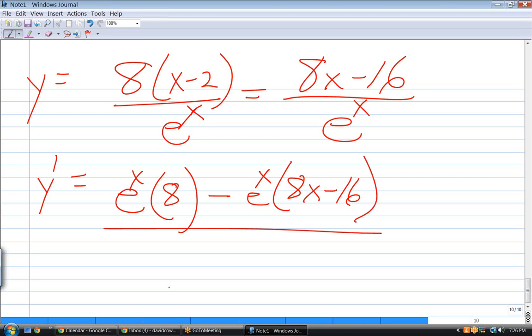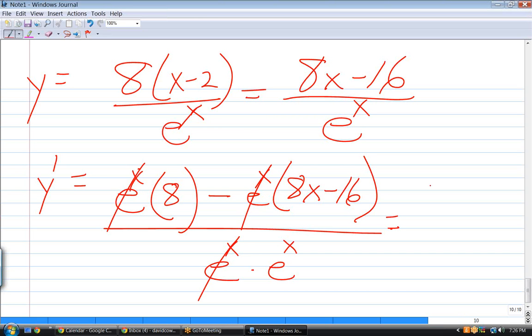All divided by e to the x squared, which is the same as e to the 2x. In this case, I'm going to write it like this. Notice that if I had e to the x times e to the x, I would add the exponents, so I have e to the 2x. I wrote it like this because I can see right away that I can factor out an e to the x from top and bottom, right? I can take that out, I can take that out, and I can take one of those out. So now, what's my new top?